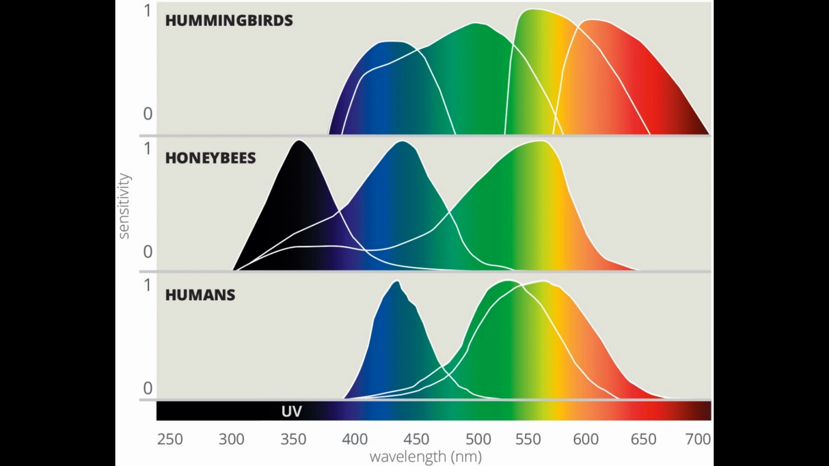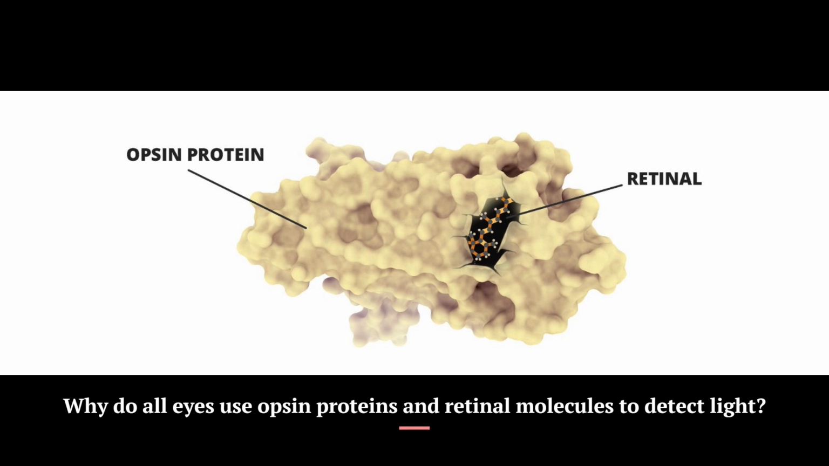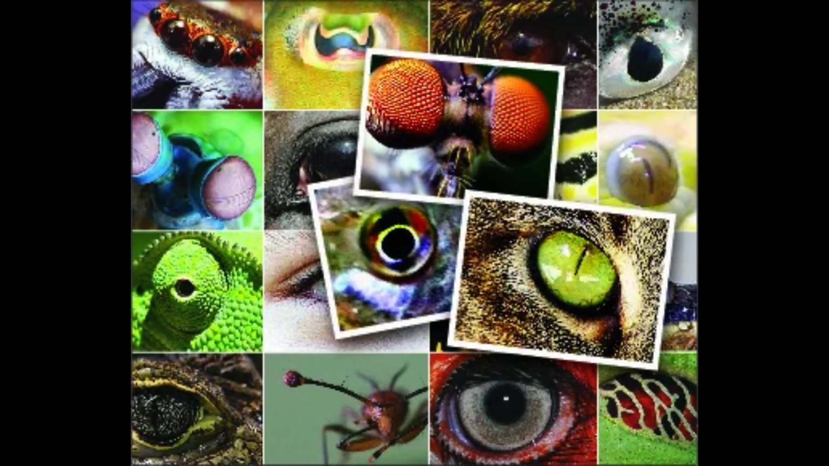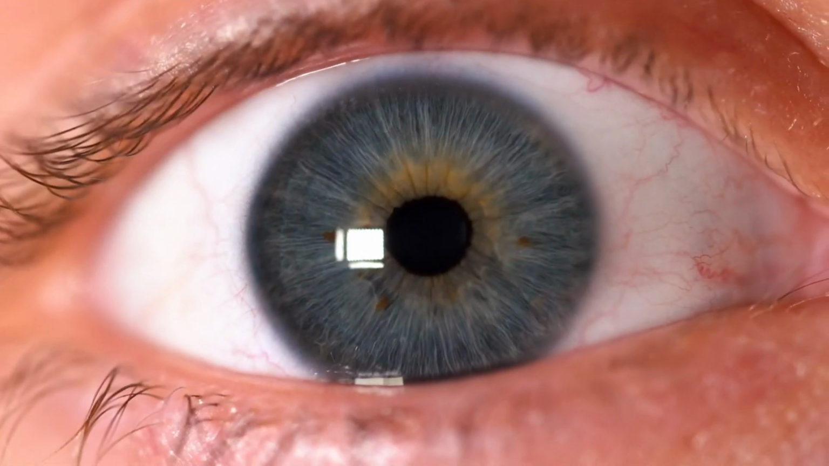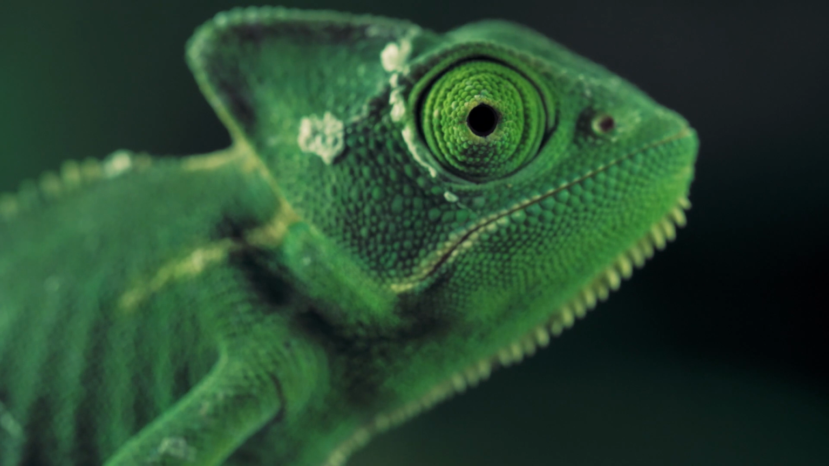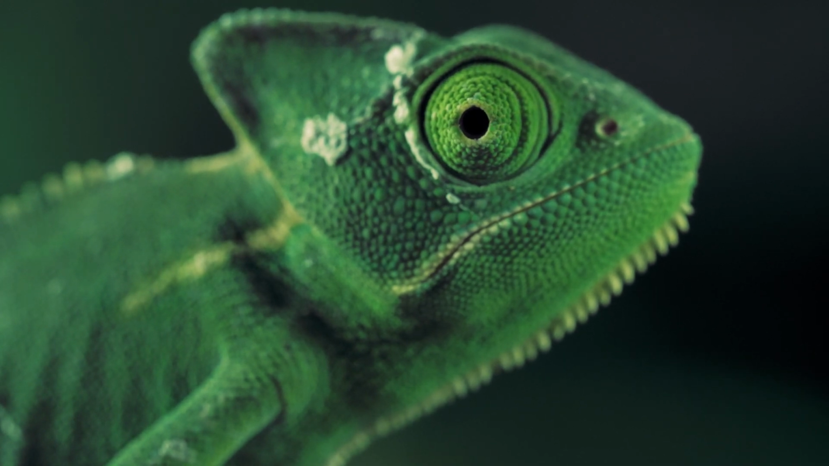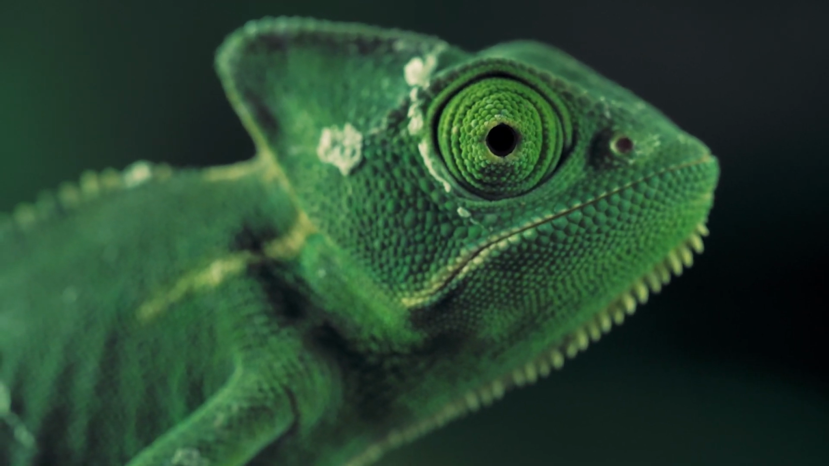to spectral tuning. So, a related question may come to your mind: why do all eyes use opsin proteins and retinal molecules to detect light? The answer lies in the variety of eyes found throughout the animal kingdom. Evolutionary biologists once thought eyes had evolved independently dozens or even hundreds of times. But thanks to DNA sequencing and other molecular tools, we know today that modern eyes are built from many of the same genes. Ancient toolkit genes such as opsins, PAX, and OTX first evolved in a primitive ancestor that gave rise to all animals with eyes. These genes have been preserved throughout evolution, and today we still find them at work in all types of eyes.